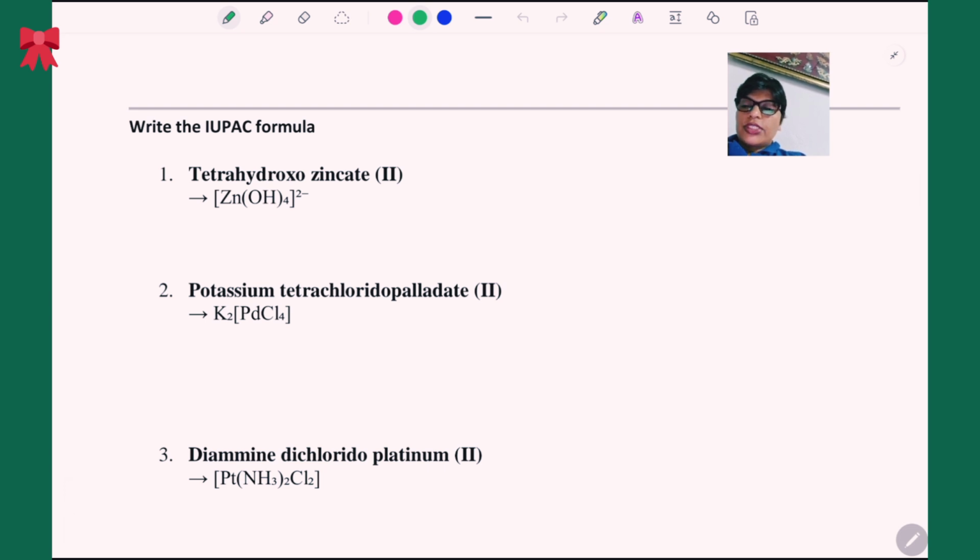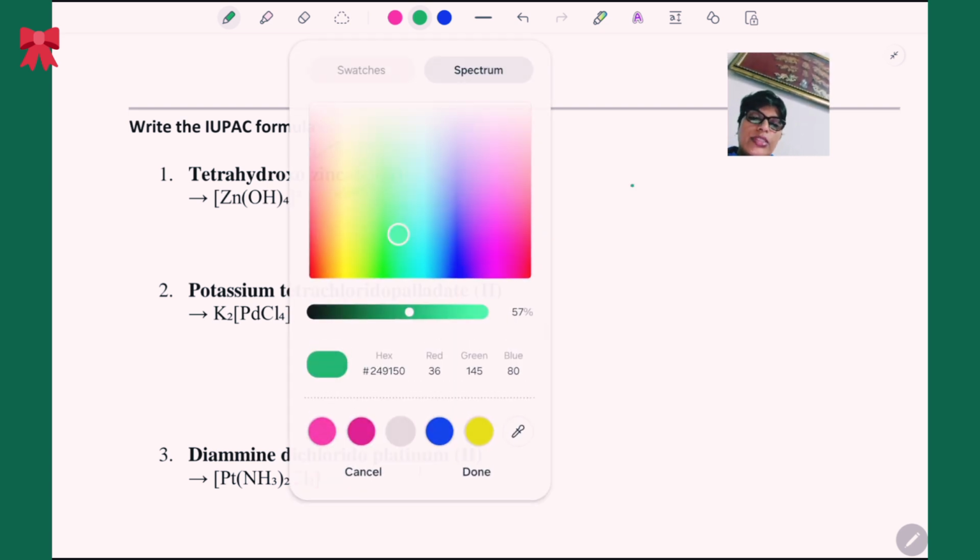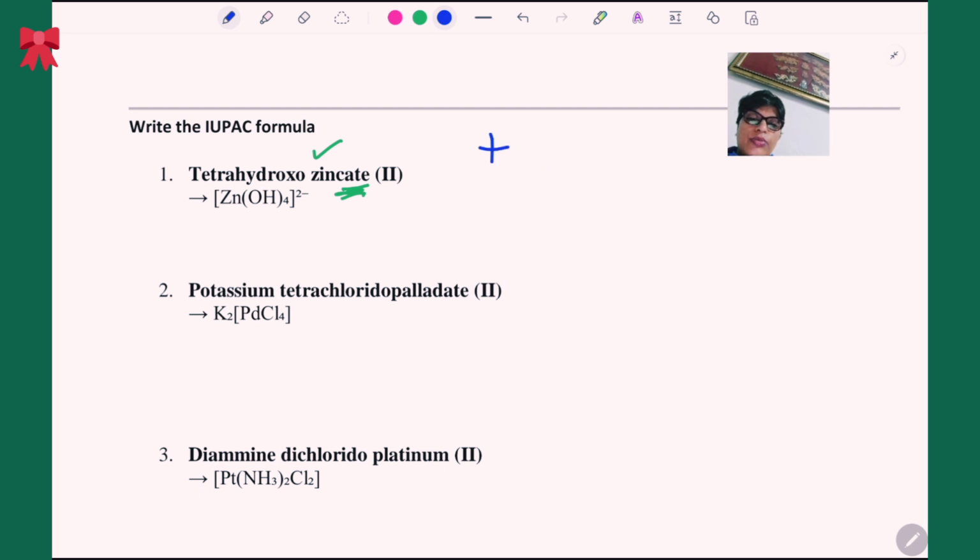So here, firstly, you can see that the first compound which I have taken is tetrahydroxozincate. As you can see, it is written as ATE, which means that this complex or the central metal atom is in the negative part. So we have two parts basically: one is a positive part and one is a negative part. They have given only the negative part over here, so the positive part is missing, and we just leave a blank over there.